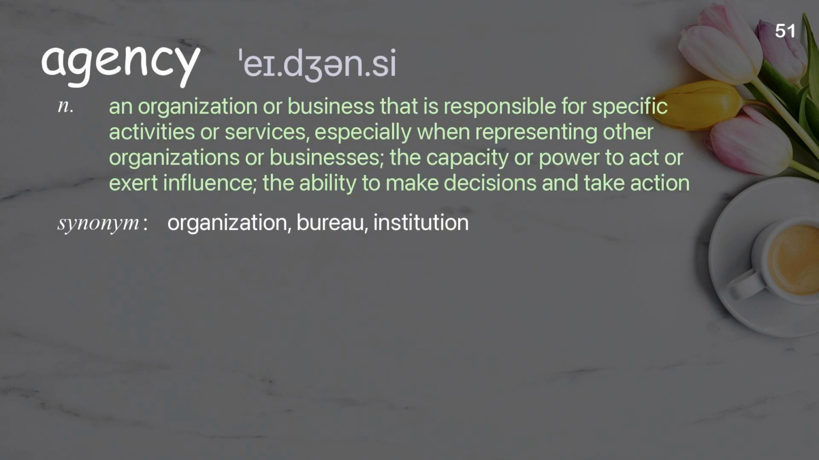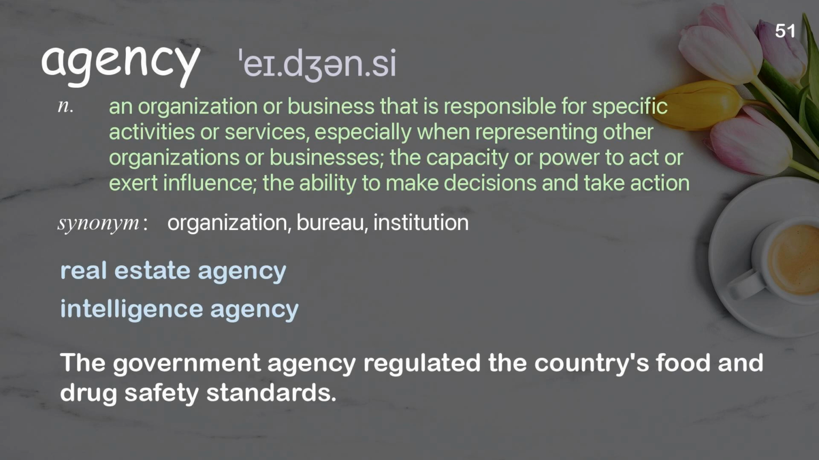Agency. An organization or business that is responsible for specific activities or services, especially when representing other organizations or businesses. The capacity or power to act or exert influence, the ability to make decisions and take action. Examples: Real estate agency. Intelligence agency. The government agency regulated the country's food and drug safety standards.